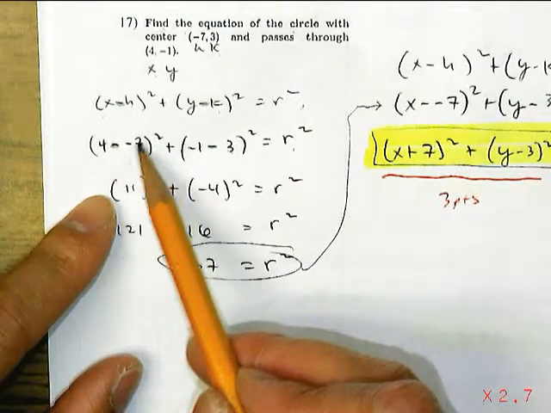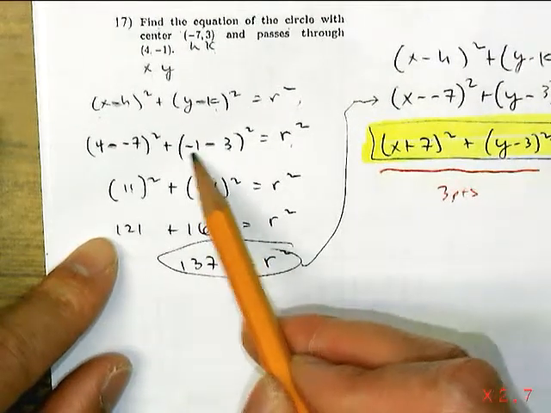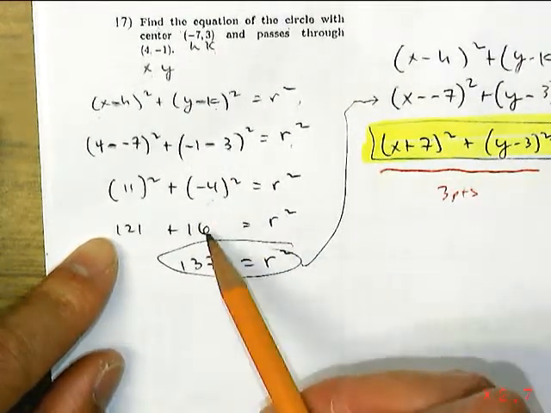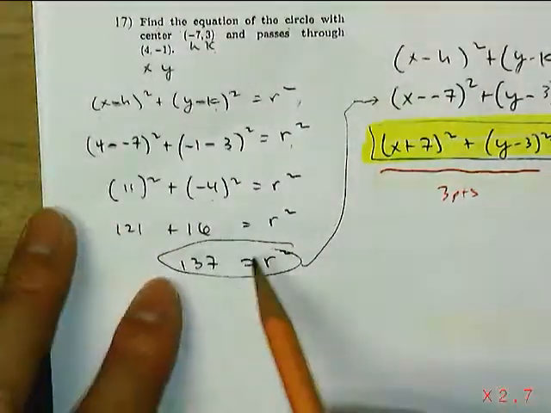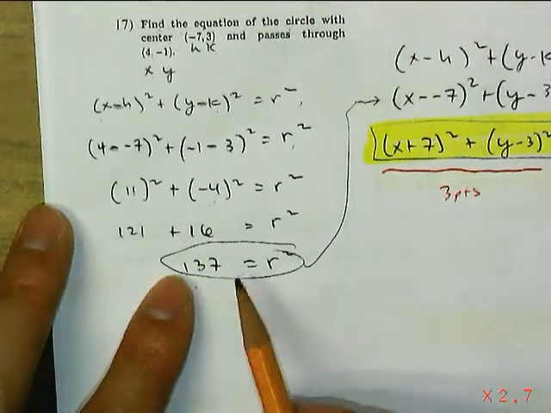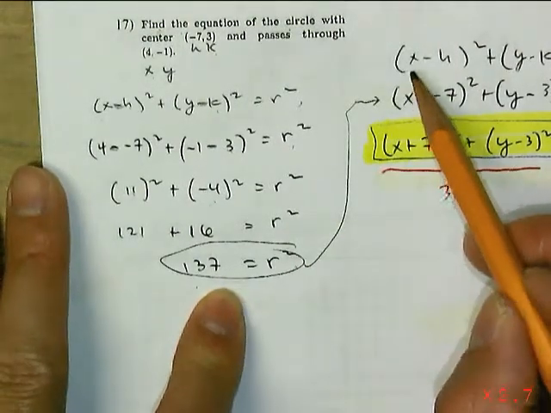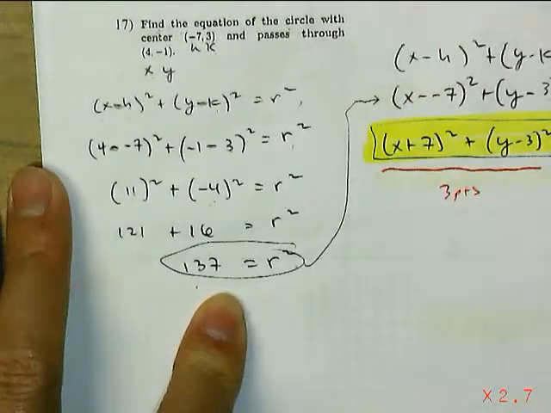4 minus -7 is +11. 11 squared is 121. -1 minus 3 is -4, and -4 squared is 16. Add those together and you get 137. R squared equals 137. The reason I need to solve for r squared is because in the standard form of a circle, I need that r squared, which is over here.